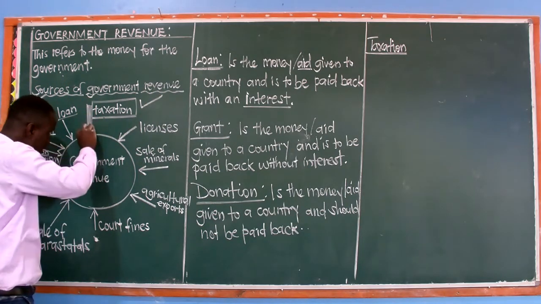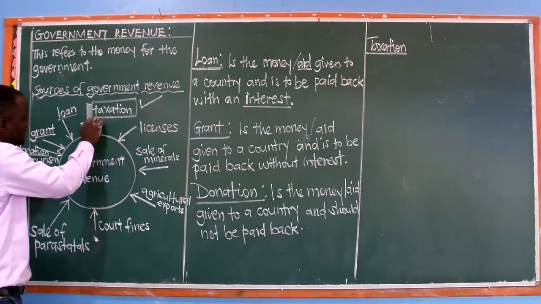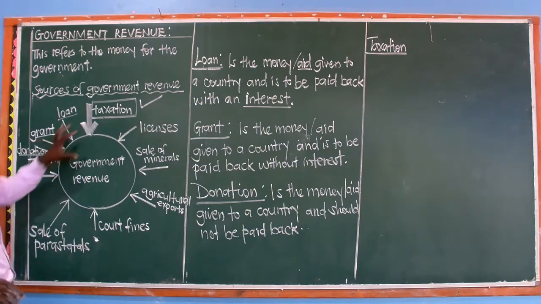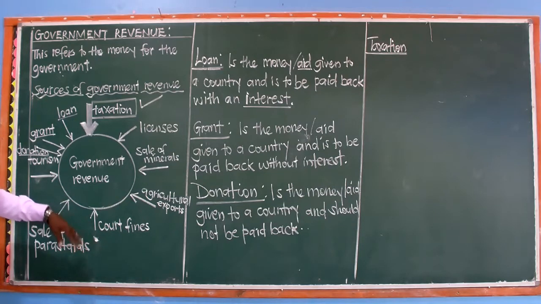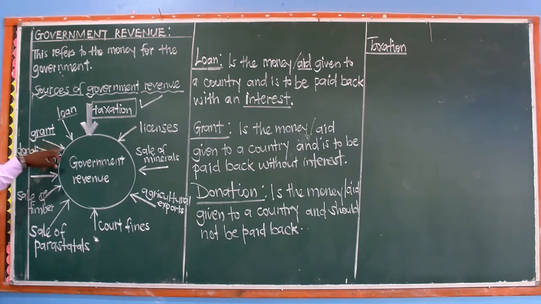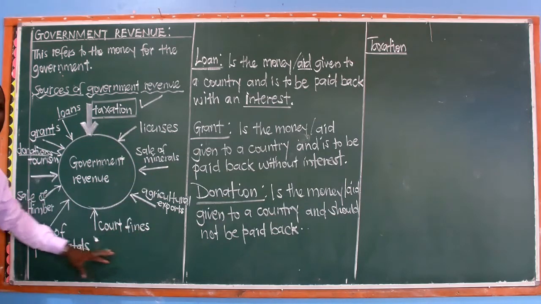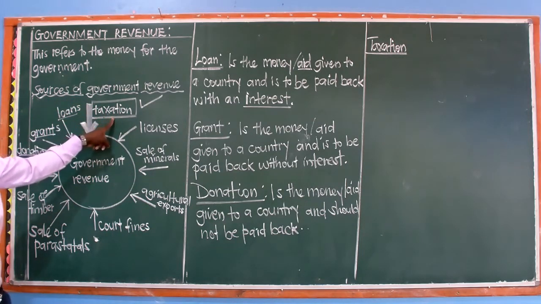In other words, let me make it bold, such that you will be able to remember that the one which is bold is the major one. Much as others are there, sale of minerals, sale of agricultural exports, we have sale of timber, tourism. Let me add the sale of timber here, because Uganda can have also timber sold. We have forests that provide timber, that timber can be sold. We have sale of parastatal bodies like electricity, and we have tourism, donations, grants, loans. All these other ones help to raise, but the major one is taxation.